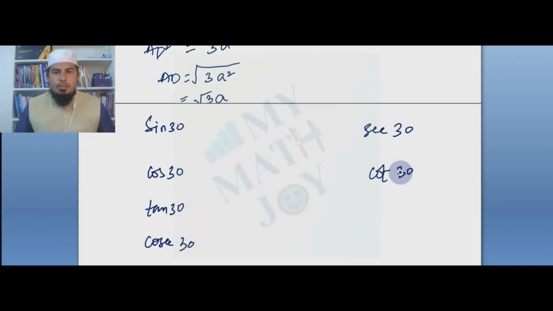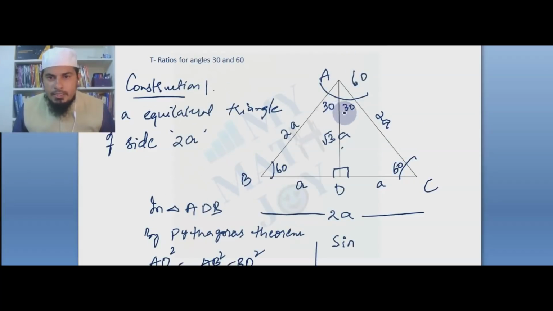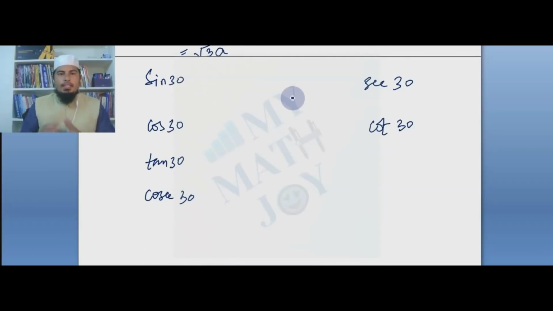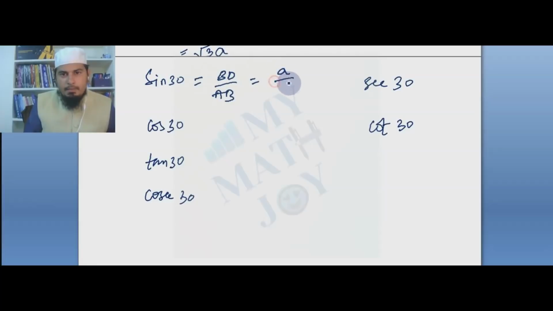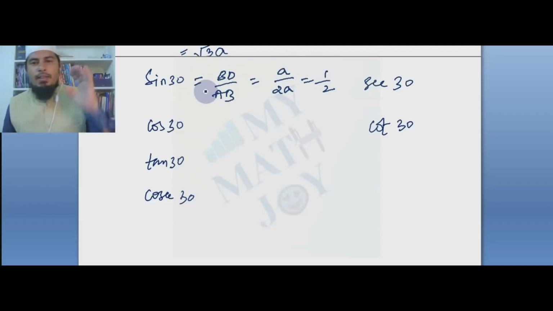Go to your diagram. 30 degree is here, and sine is opposite by hypotenuse. With respect to this 30 degree, this side is my opposite side, this side is my hypotenuse. So opposite by hypotenuse, BD by AB, that is small a by 2a. If I cancel, I get 1 by 2. Wow, sine 30 value is 1 by 2.